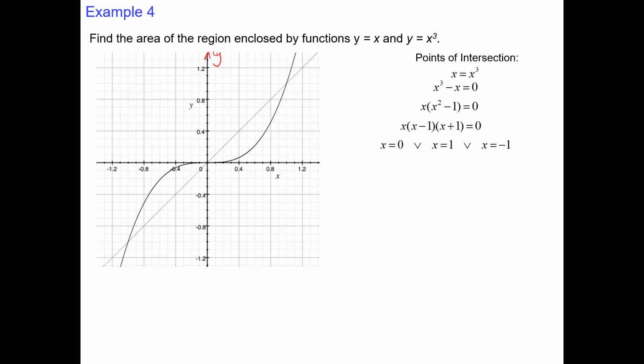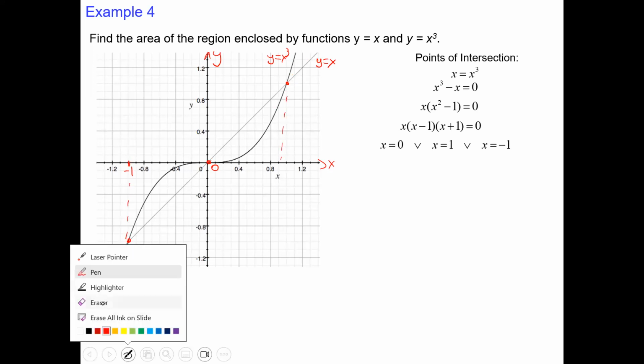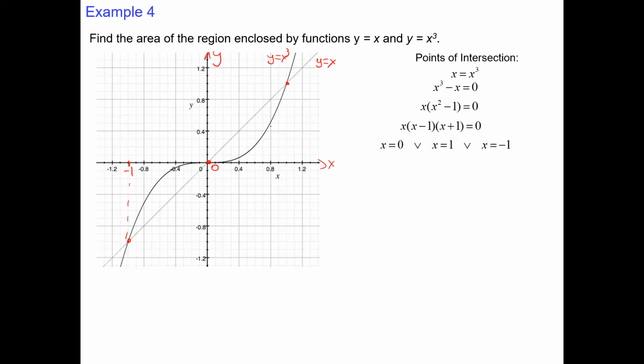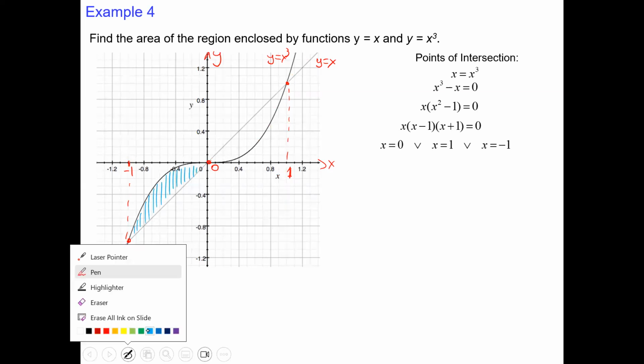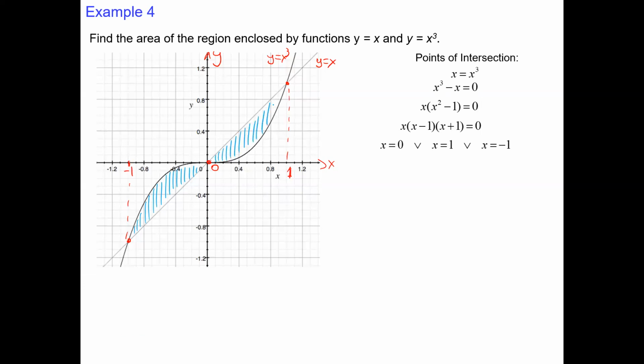Okay, and that's the graph. We all know this is the function x, this is the function x cubed, with zero and negative one. The scale is good. Those are the points of intersection. And then we have this part, and we will have this part. And we can see they intersect, and after the points of intersection, they change position.